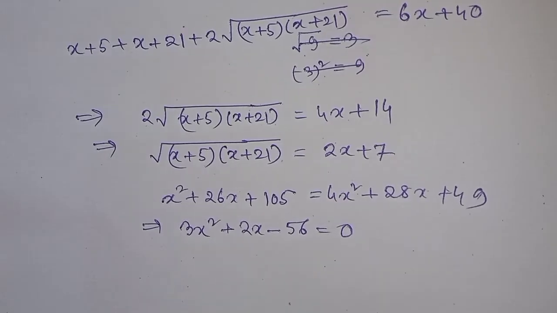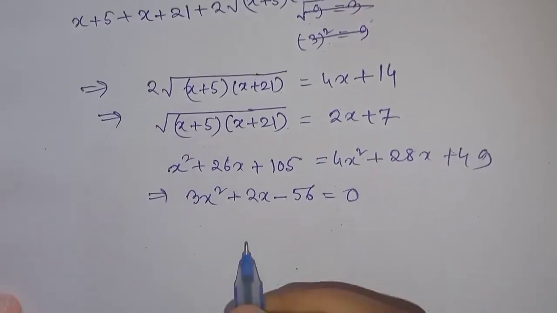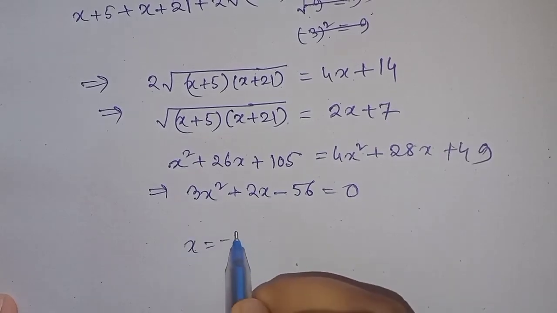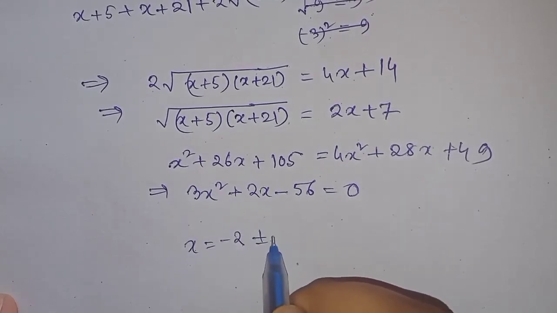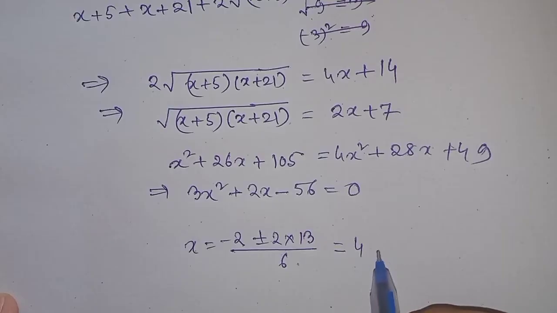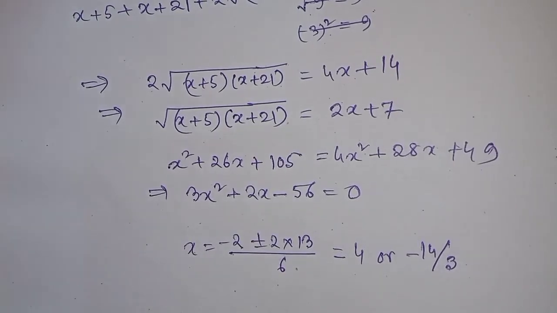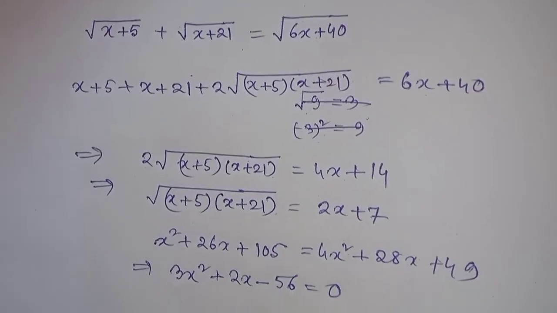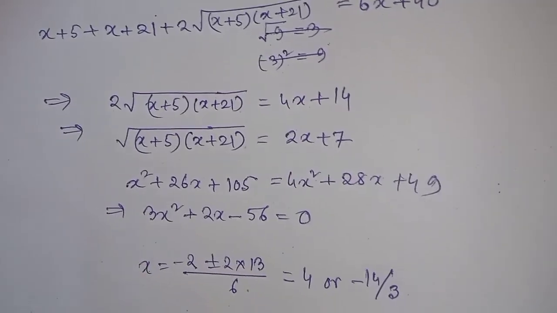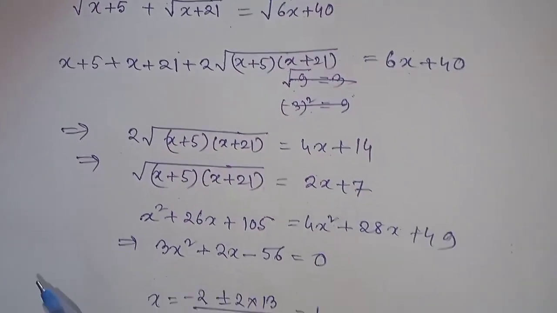and I can find the solutions using the Sridharacharya formula or the quadratic formula. So using that I will get that the solutions are 4 or minus 14 by 3. So the general method to verify whether the solutions that we get are really the solution is to put this in the original equation and check whether the equation is satisfied or not.